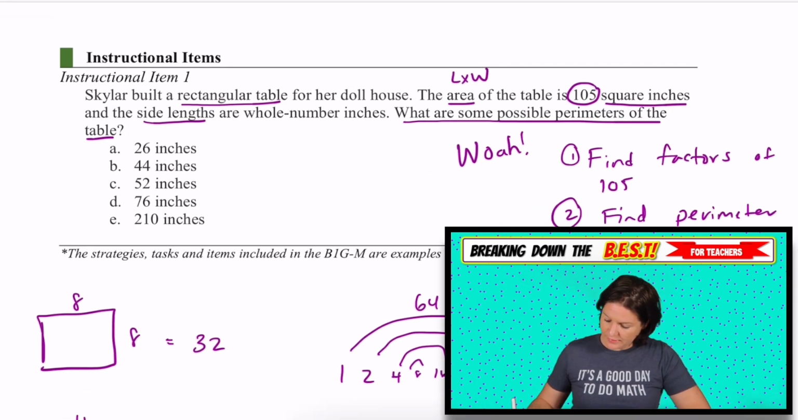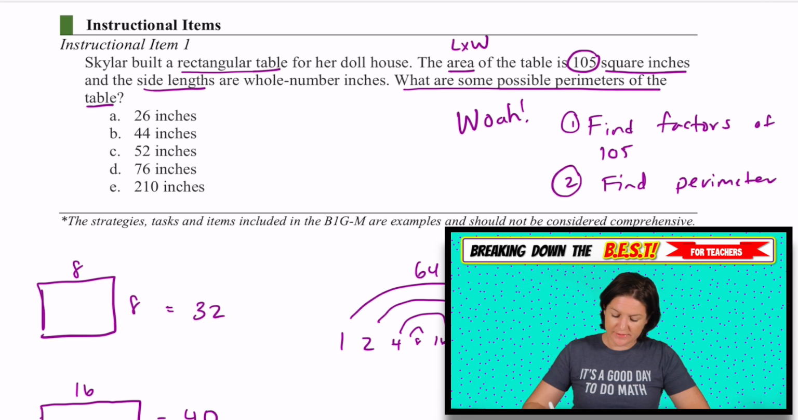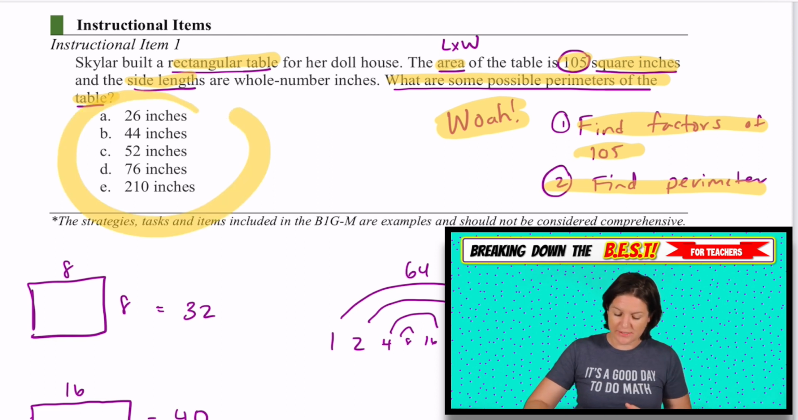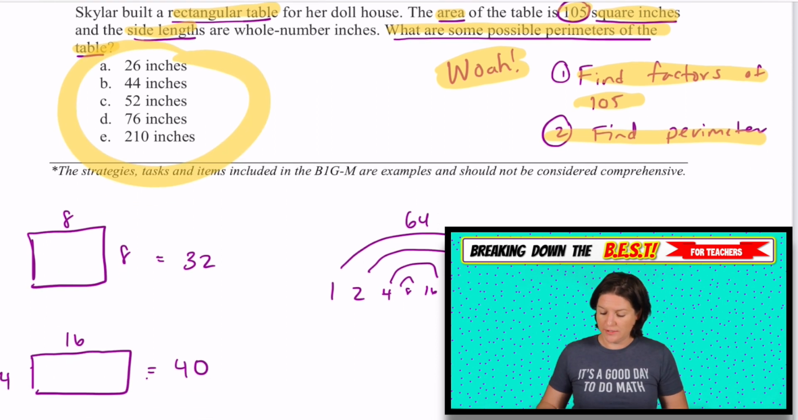And then here, I also thought that this one was kind of intense. It says that Skylar built a rectangular table for her dollhouse. The area of the table is 105 square inches, and the side lengths are whole number inches. What are some possible perimeters for the table? So I said, whoa, first of all, we have to find all the factors of 105, and then use those factors to determine the perimeter and see if it is one of these options.